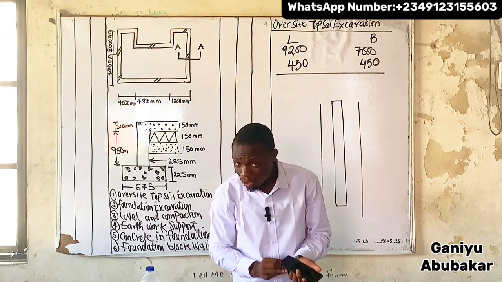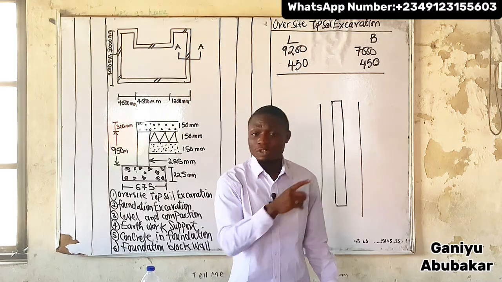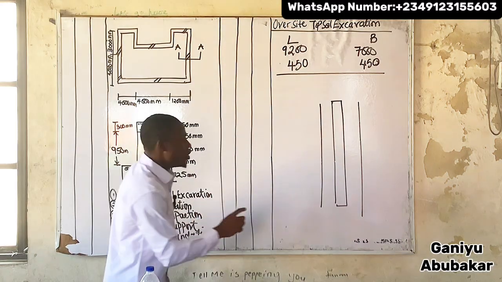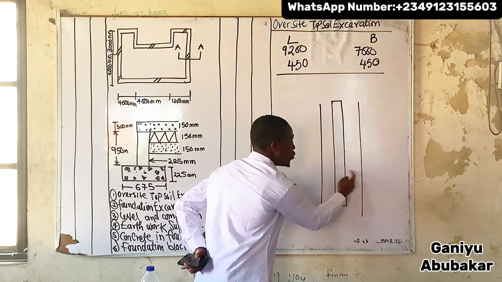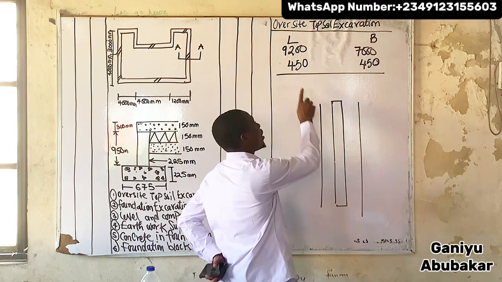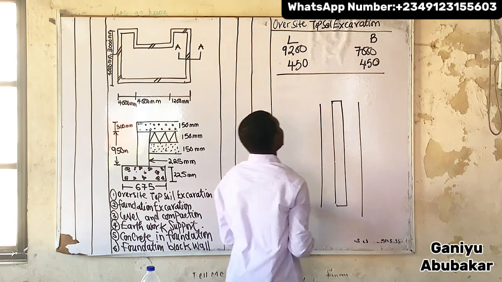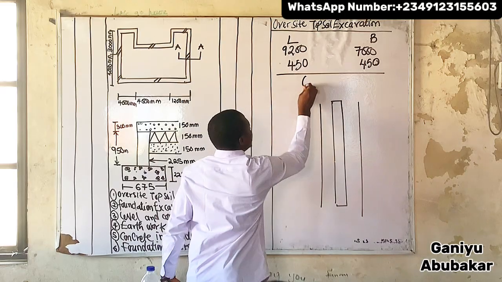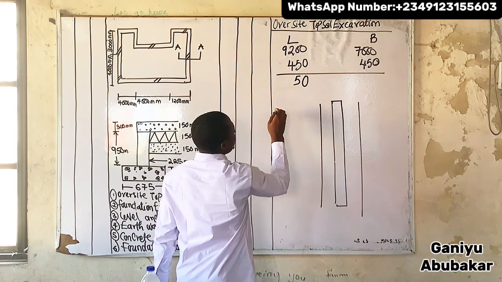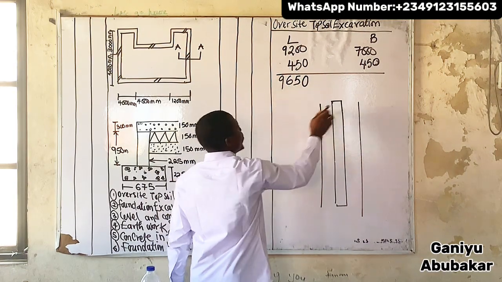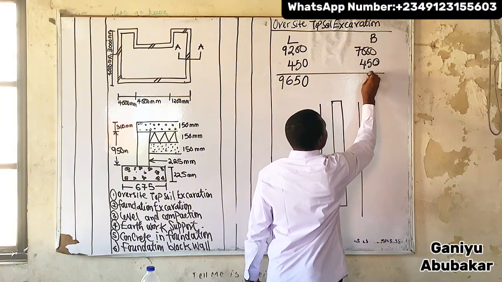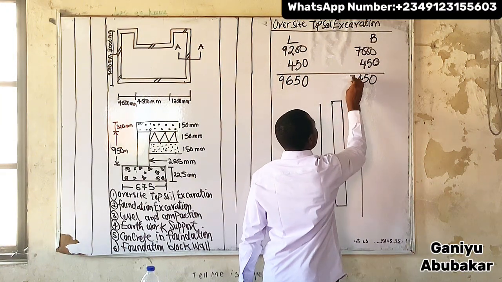Are we good? Exactly. So that's what I'm doing here. Are we together? So these two spaces are for the length and for the breadth. So that's why you see 225, 450 and 450. Please, what do I have in total here? I have in total 9,650 and 7,450.